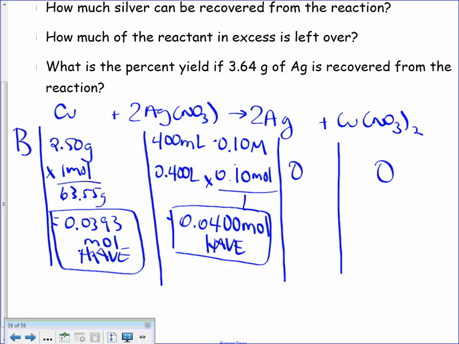I'm going, I need 0.0393 times 2. So I need double the silver nitrate than the copper that I have. I need a lot of silver nitrate. Do I have that much? No. That's going to be about 0.07 something. 0.07 something, that's how much I need of the silver nitrate. I only have 0.04. So what's going to happen here?